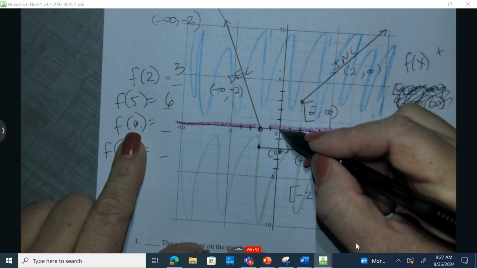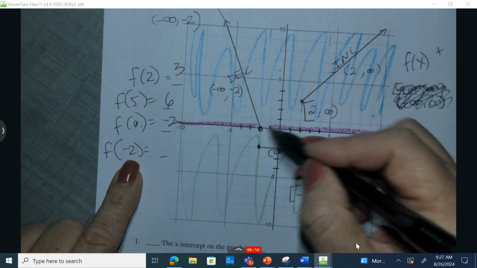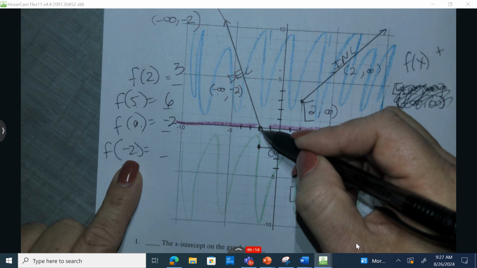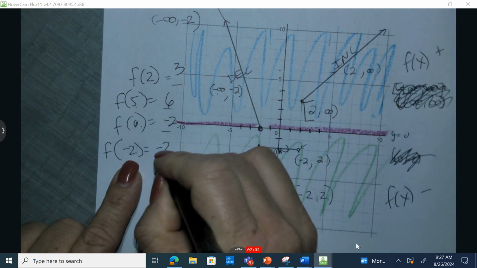F of 0, I go to 0. I have to go down. We have a y value of negative 2. F of negative 2 is here. I have to go to the closed dot. If there's 2, the closed dot would be at a y value of negative 2.